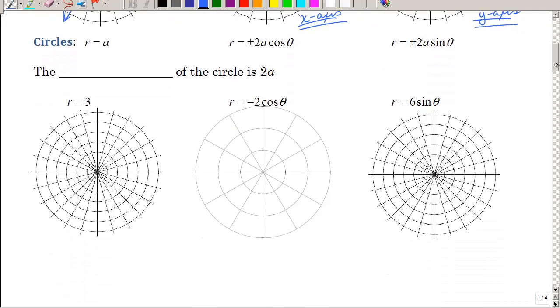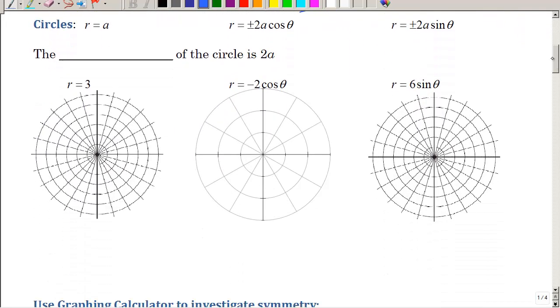So what's the next type of graphs we're going to look at? Circles. Now that actually makes sense for polar graphs. If we have r is equal to a, which is the easiest type, let's go ahead and graph that. r is equal to 3. On your polar graph, each circle is one unit, so 1, 2, 3. Along this circle, the radius is always 3. So you can see that's a nice, easy circle. The center is at the origin.